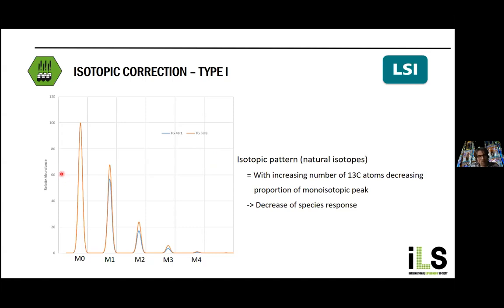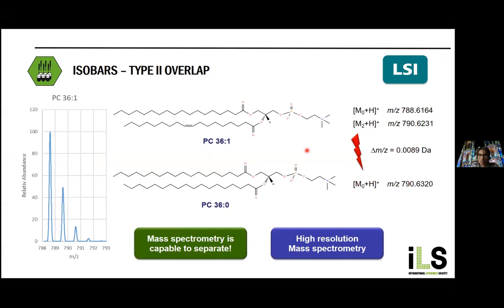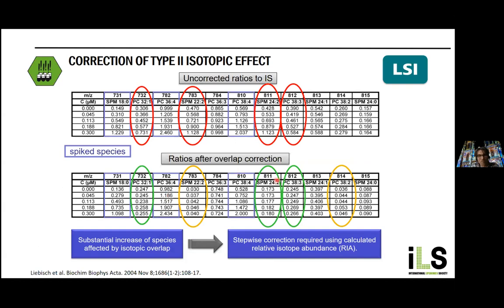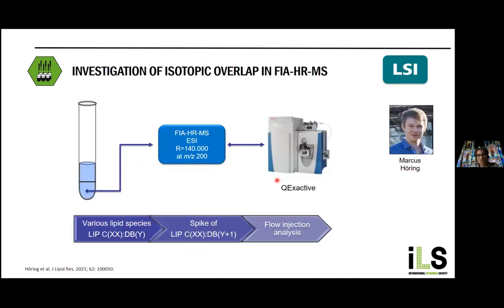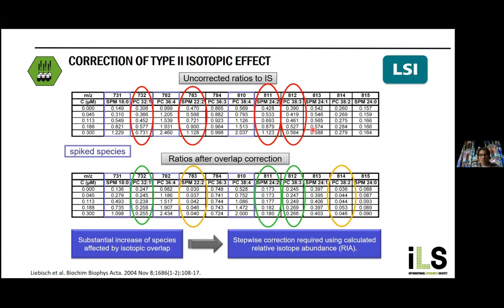And that's it. A second effect resulting from this isotopic pattern is this overlap I discussed yesterday with you, and you may separate or resolve it by high mass resolution. And obviously, as discussed yesterday, you need to correct for that if you cannot resolve it. This correction is an absolute requirement if you have co-elution of your species, and it can be done in a stepwise manner.